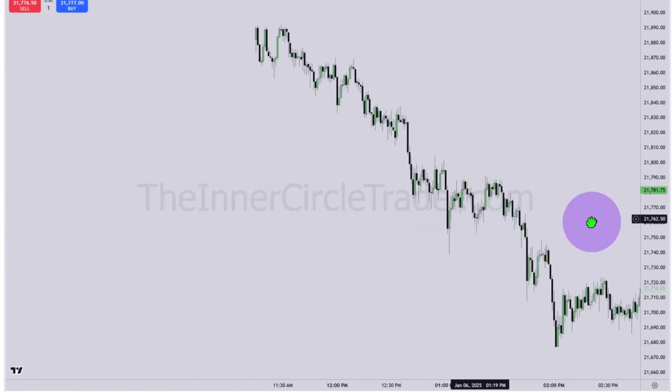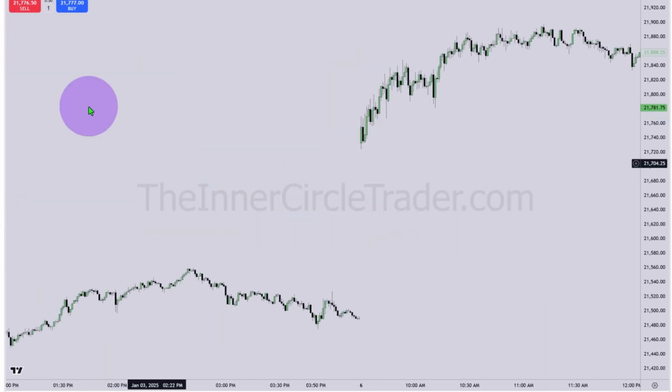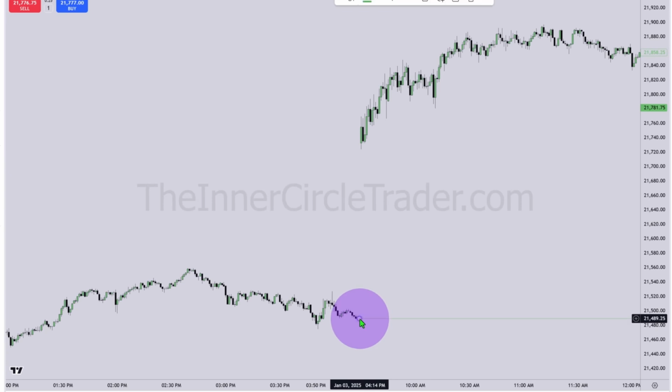We're going to scrub back here. And you want to do your measurements on the opening range gap with the 1-minute chart in regular trading hours. So having the open and close on this here is the same price essentially.